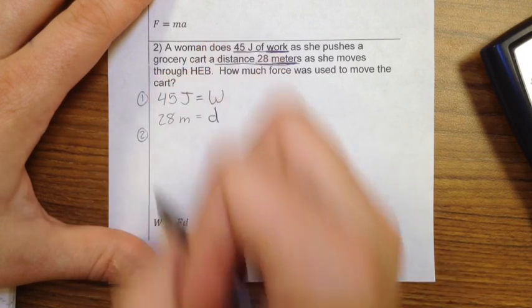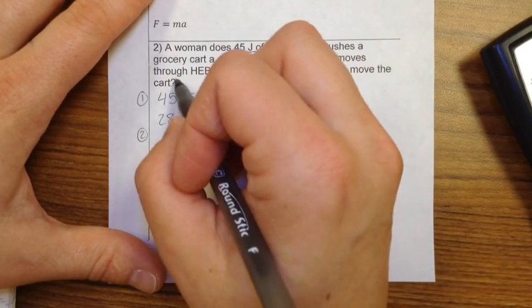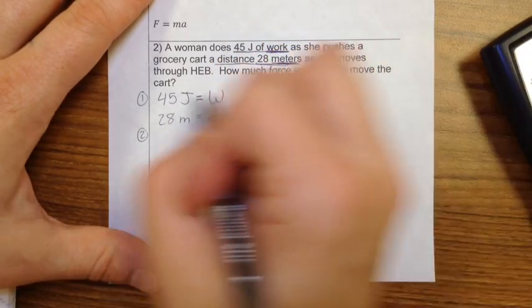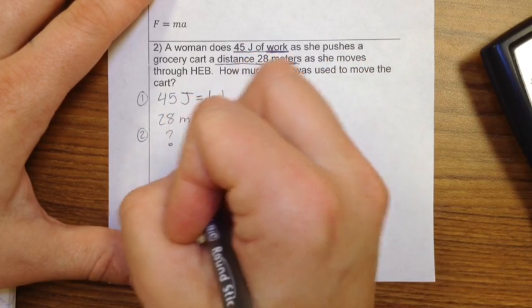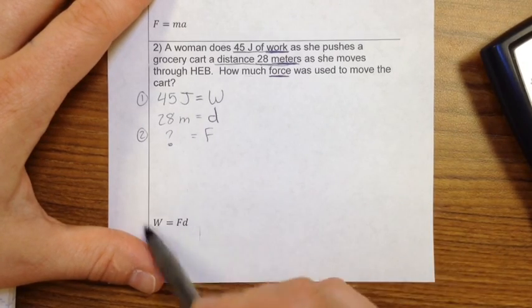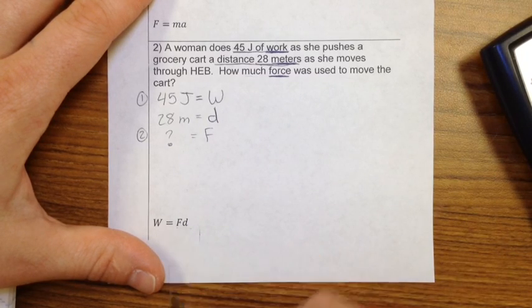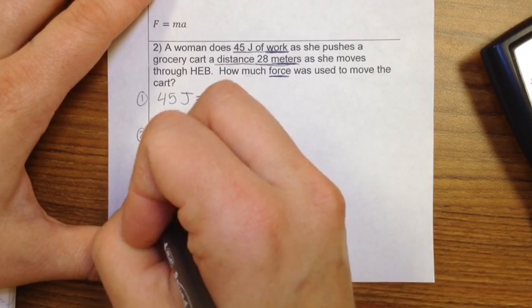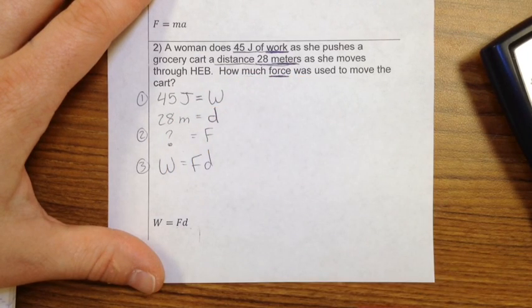Step 2, we need to identify what the question is asking for. So we have a question mark here. So how much force was used to move the cart? Force is our question. So the question I'm trying to solve for is force. Now we need a formula that has those 3 in it. Again, I've provided for you here, but you need to have W, D, and F in it, and we have W, D, and F in that formula, so that's the formula we're going to use. W equals FD. All right?